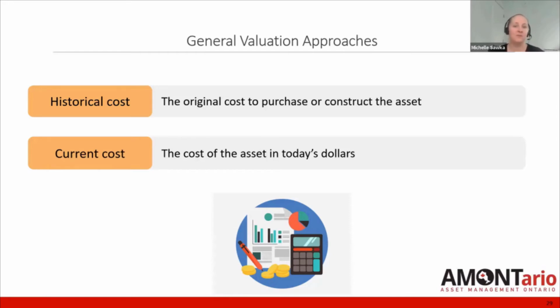There's historical cost. So this is the original cost to purchase or construct the asset. And then there's something called current cost, and that's the cost of the asset in today's dollars. This is very simplified, and I apologize to the accountants on the call. But at a fundamental level, it's important to understand the difference between these two things.